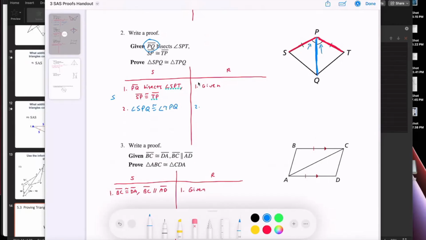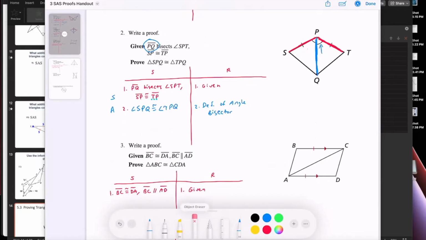And the reason I knew that is because it told me a bisect. So remember, bisect means it cuts it in half. So that'll be the definition of, you could just write bisect here, but it's an angle bisector, right? So bisect or angle bisector. So that's what bisect means. It cuts it in half. Okay, so that's an angle.